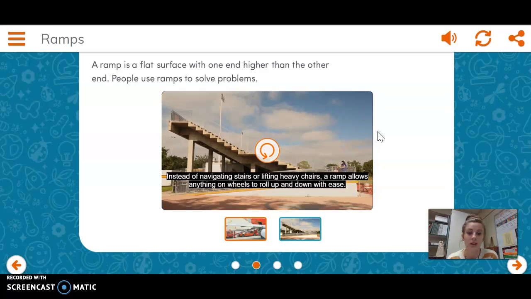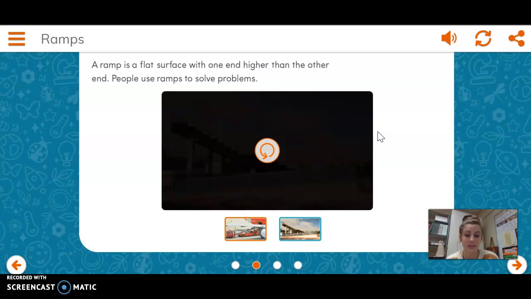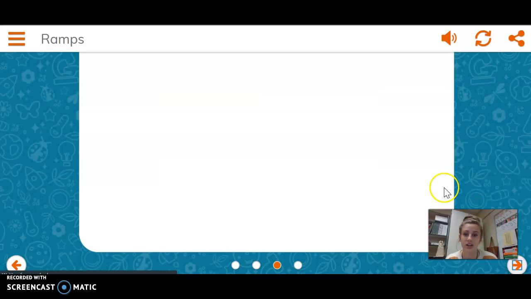So that video was a little hard to see because the words were blocking it, but in that video, a woman was pushing someone in a wheelchair up on the ramp. That makes it a lot easier for people or other things to be transported. So let's look at our next page.